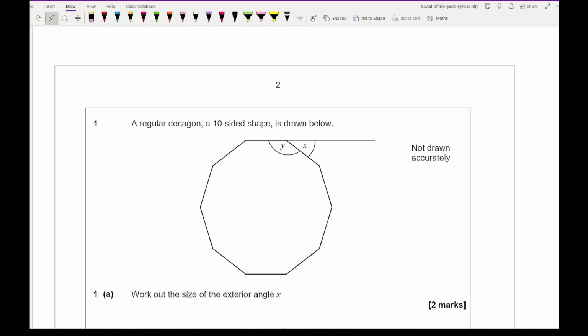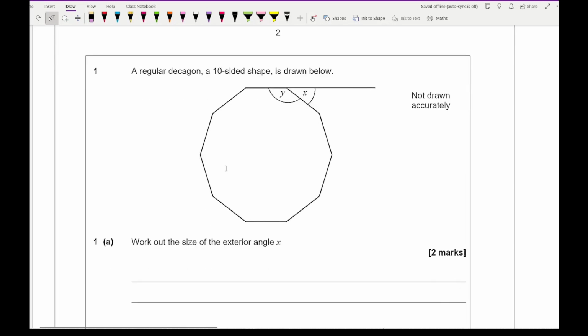So looking at question 1, it says that a regular decagon, a 10-sided shape, is drawn below. Question 1a is asking us to work out the size of the exterior angle. Just bear in mind that there's always more than one way of working out the answer, so as long as you show working out and you get the right answer, it's all good.